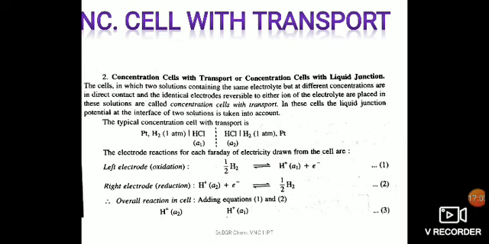Now we shall see concentration cells with transport, or concentration cells with liquid junction. These are cells in which two solutions containing the same electrolyte but at different concentrations are in direct contact, and identical electrodes reversible to either ion of the electrolyte are placed in these solutions. They are called concentration cells with transport. In these cells, the liquid junction potential at the interface of the two solutions is taken into account.